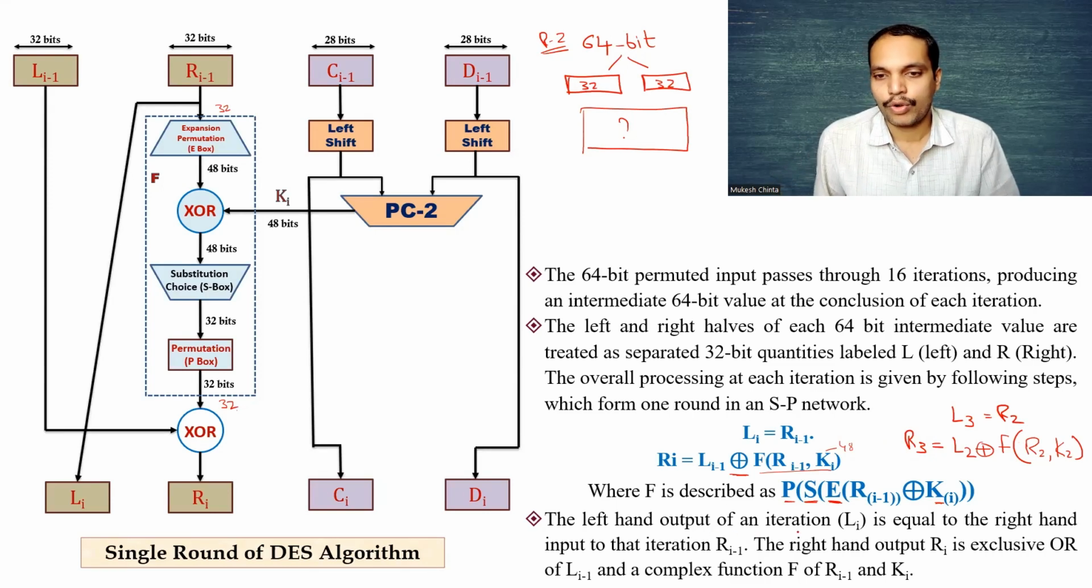The left hand output of an iteration Li is equal to the right hand input to that iteration. That is what I told you. The right hand output Ri is the exclusive OR of Li minus 1 and a complex function f of Ri minus 1 and Ki. To understand this, let me show you.